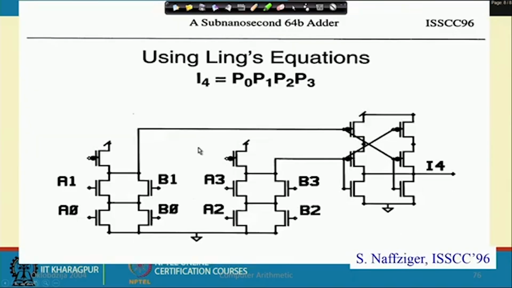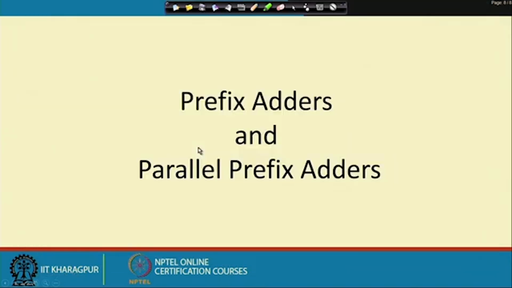I am not going into the details of that. So, that is the advantage of the Ling adder, and its starting point is the carry lookahead adder. Then in present days, we basically use prefix adders or parallel prefix adders.